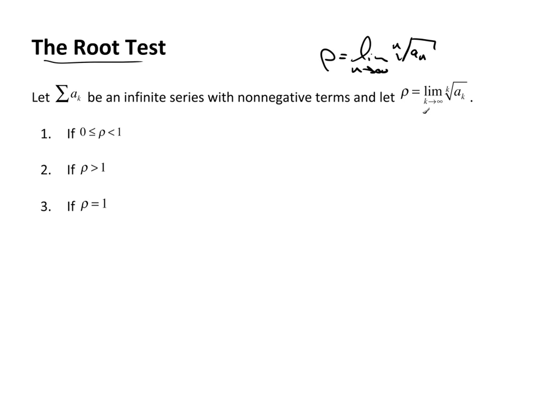So rho is going to be equal to the limit, using this notation, of the kth root of a_k of this sequence. If rho is greater than or equal to 0, so it can be 0, but strictly less than 1, then this infinite series is in fact convergent.